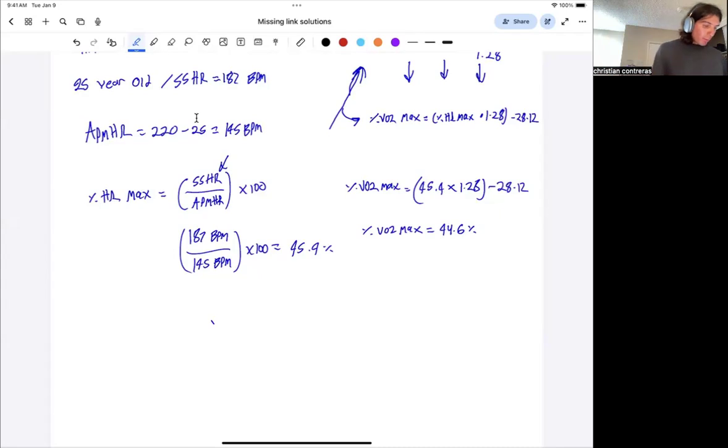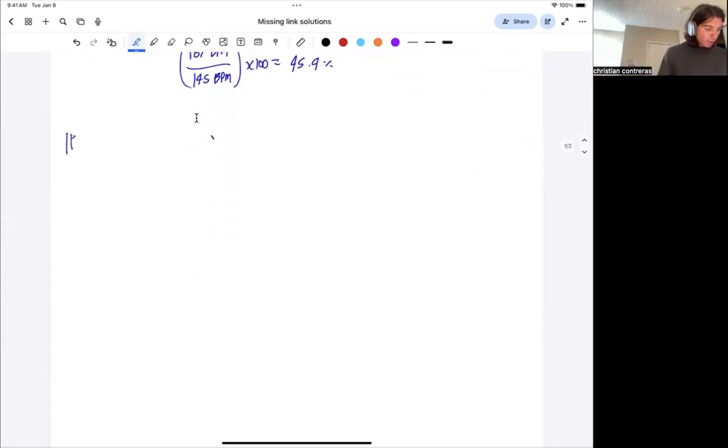Let's try problem number 2. So we'll say number 2A. A 40-year-old man, so we know that age equals 40, and we know that he has a steady state heart rate of 150. We're going to do the exact same thing that we did. The numbers are just going to be a little bit different. So we have a steady state heart rate. We want to find his percentage of his heart rate max, and we have his age.